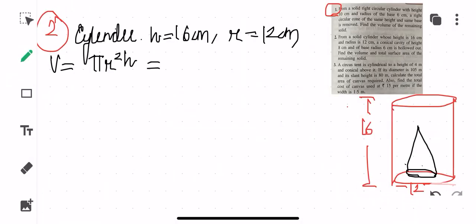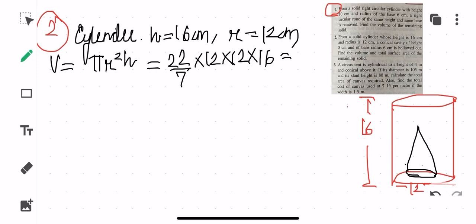This is equal to 22 upon 7 into r square, r you have taken as 12, so into 12 into 12 into 16. So this is what you are getting. If you are calculating this, how much is this coming out to be equal to, children? 12 times 12 is 144. So I will be quickly using the calculator. So this is 22 into 144 into 16 divided by 7.